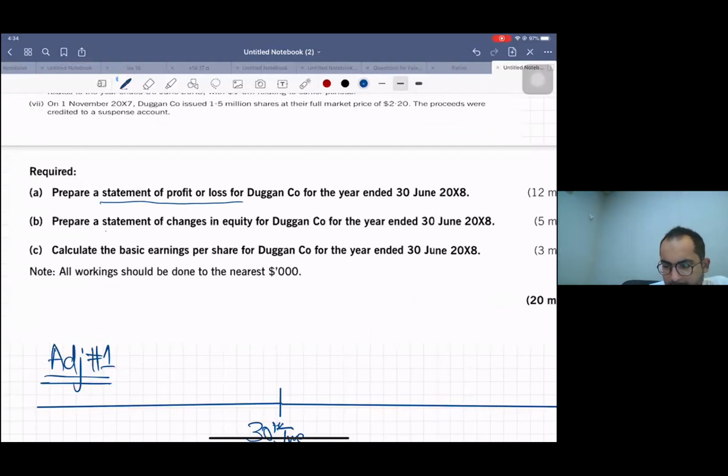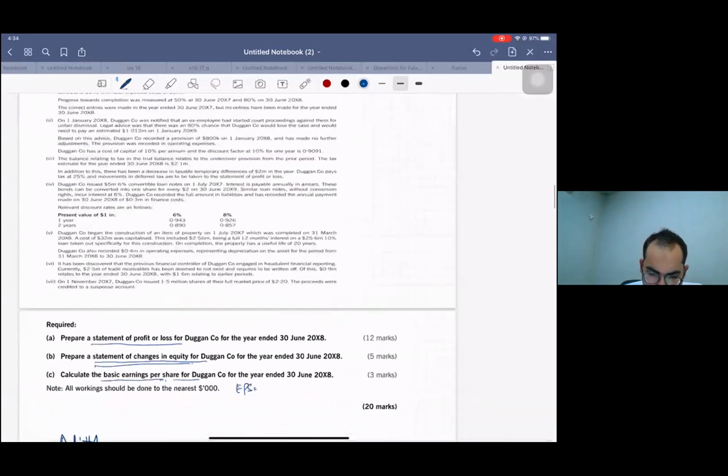Then in the second requirement, you need to make SOCIE, the statement of changes in equity. And in the third requirement is basic EPS, earnings per share, for marks. EPS is total for marks. Okay. Now let's start the question.